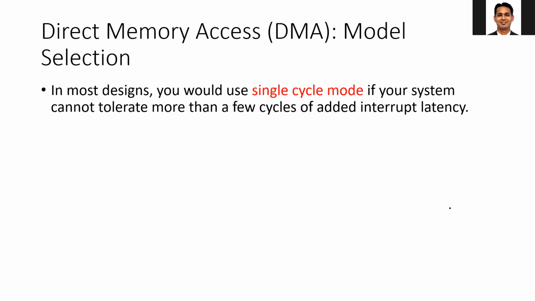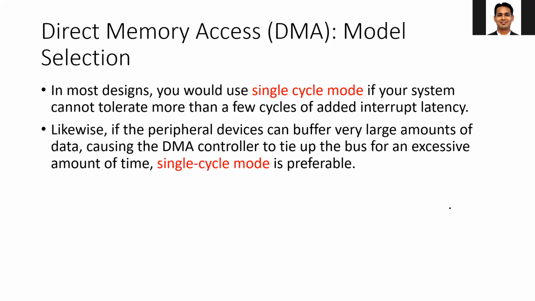In most designs, we usually prefer the single cycle mode if your system cannot tolerate more than a few cycles of interrupt latency. For example, if you keep the processor off the memory bus, it will significantly affect your interrupt latency, because to process the interrupt you need to execute the particular ISR code. If you don't have access to the memory bus or the memory, then the execution of the ISR will be affected. So with the burst mode, there is a chance that your interrupt latency will get significantly affected. For applications where interrupt latency is critical, you use the single cycle mode.